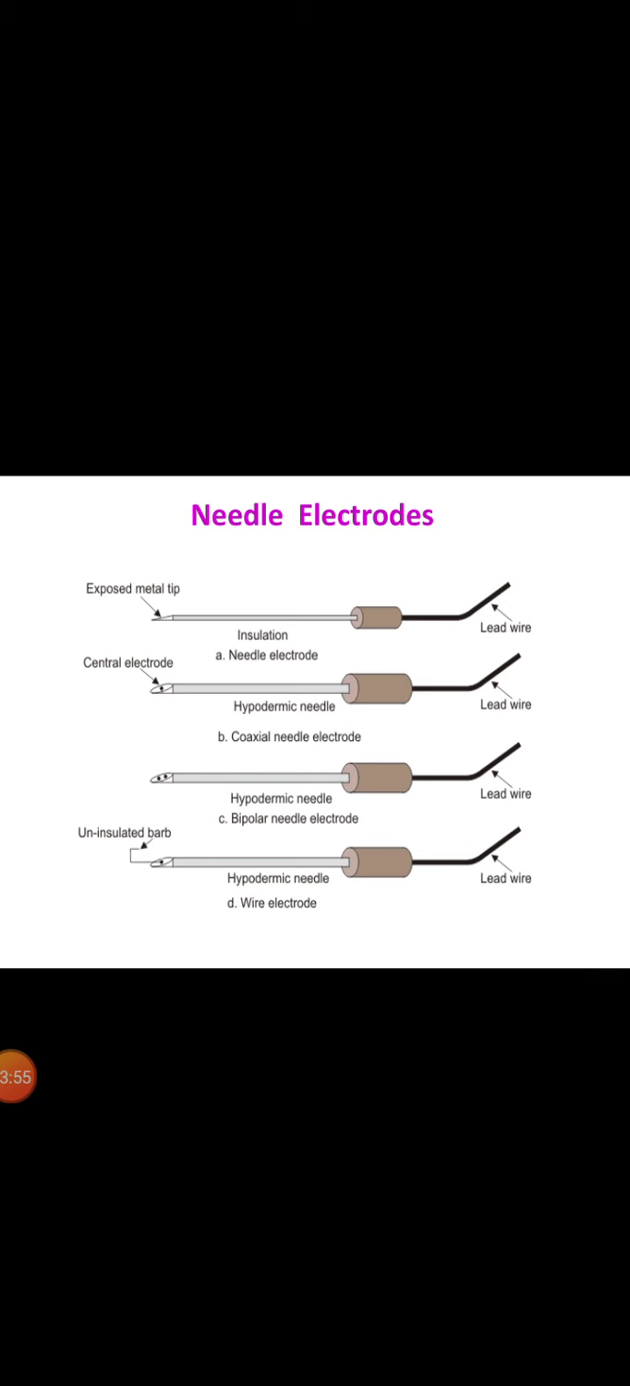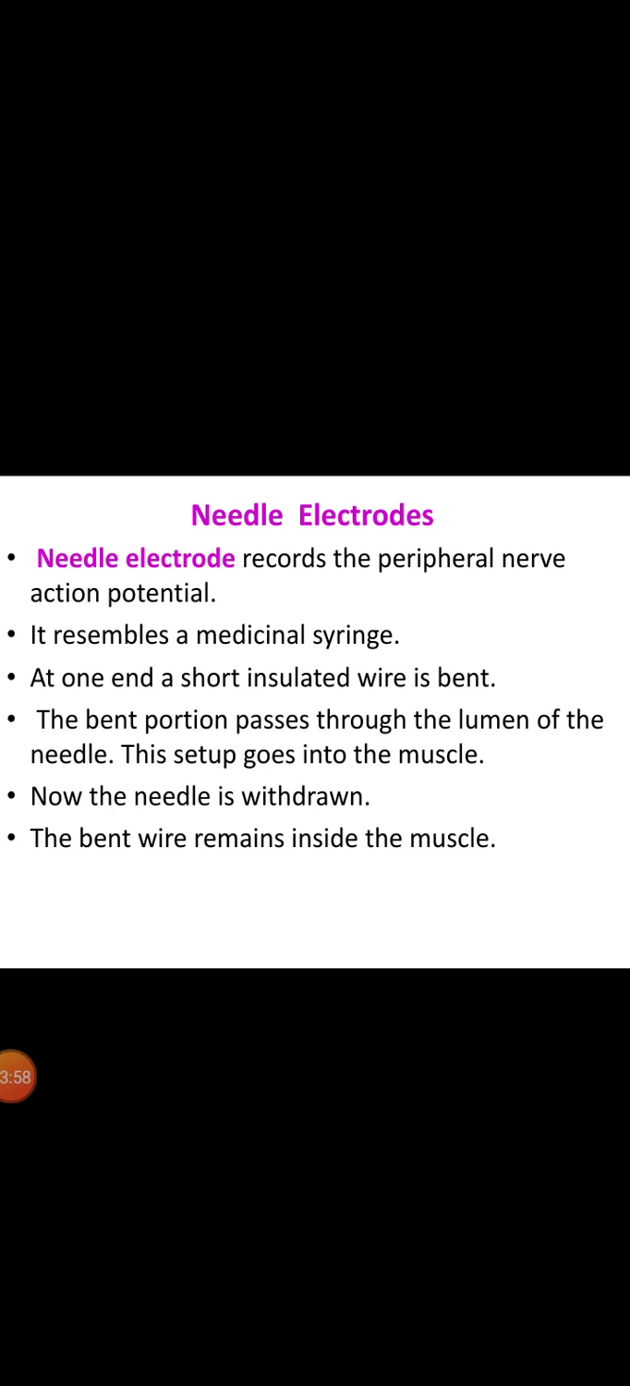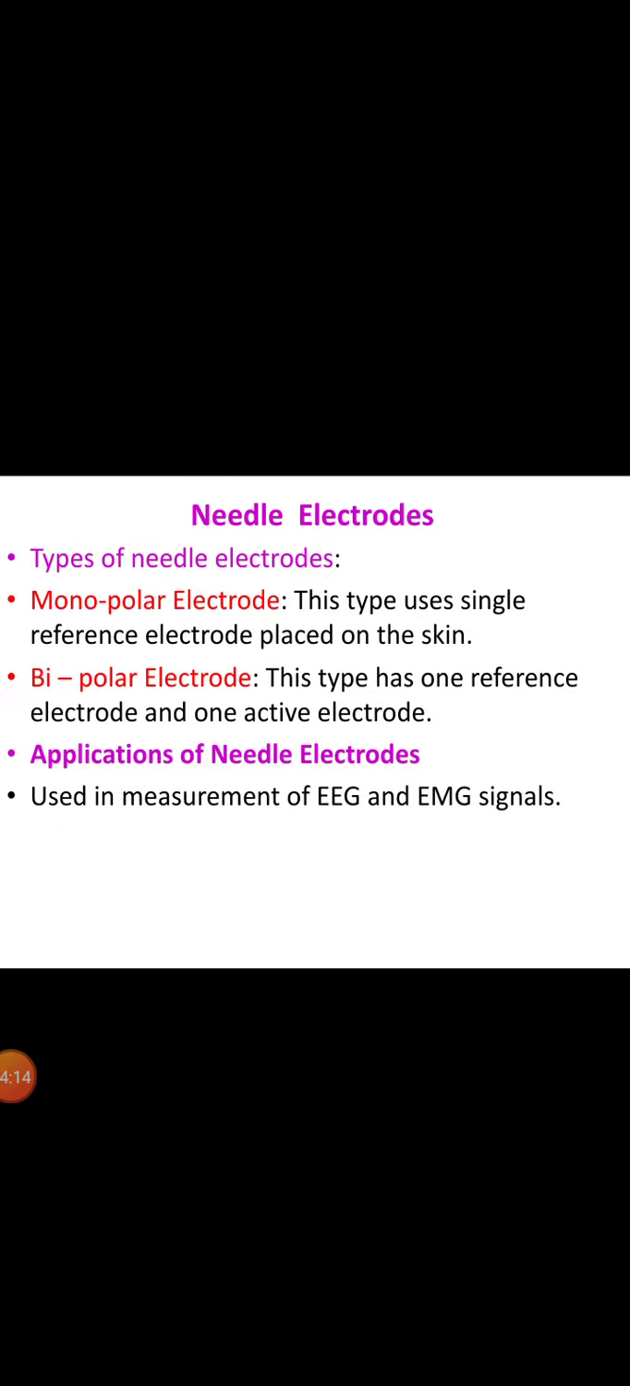The figure shows some examples of needle electrodes. As I said earlier, needle electrodes record the peripheral nerve action potential. It resembles a medical syringe. At one end, a short insulated wire is bent, and the bent portion passes through the lumen of the needle. The setup goes into the muscle. Now the needle is withdrawn and the bent wire remains inside the muscle. Needle electrodes may be of two types: monopolar and bipolar. The bipolar electrode has one reference electrode and one active electrode. The main applications of needle electrodes are mainly in EEG and EMG signals.